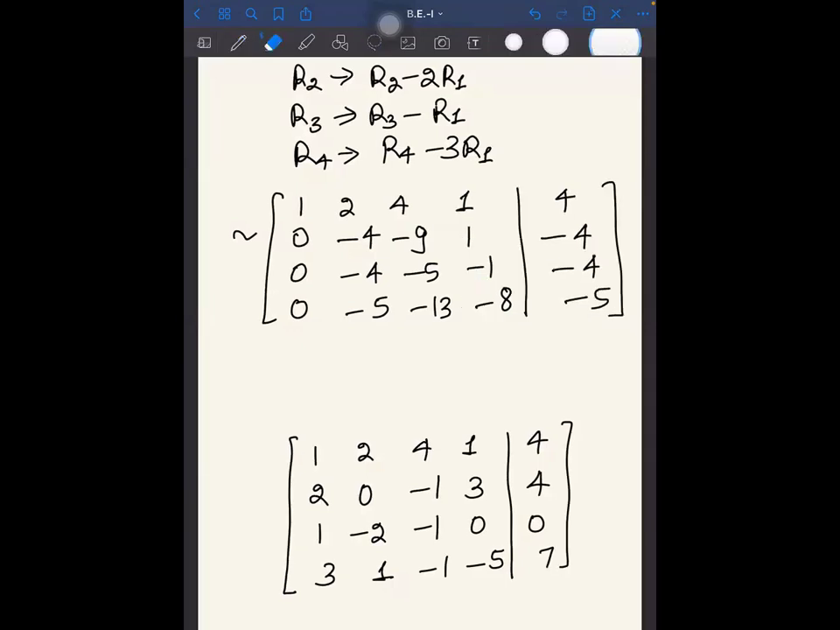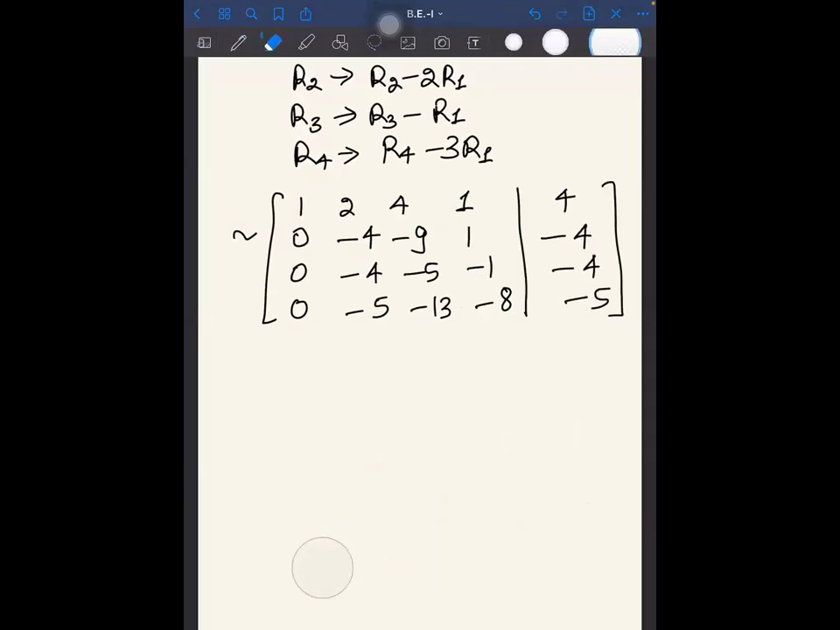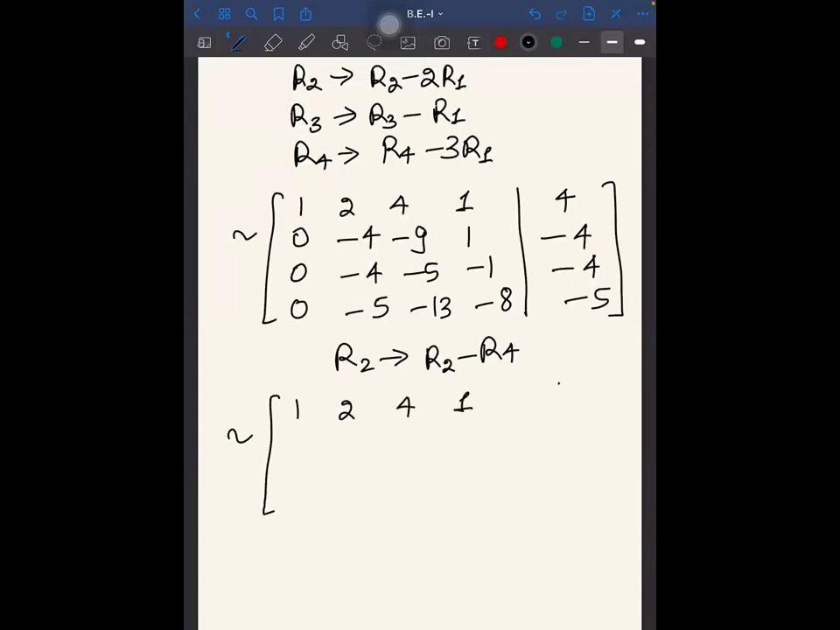Yes, sir. The next step, R2 minus R4. So this will generate 1 over there, okay? So, and then, okay, let me start with this first. 1, 2, 4, 1, 4. You subtract it from there, 0, 1, plus 4, plus 9, and then plus 1, right?